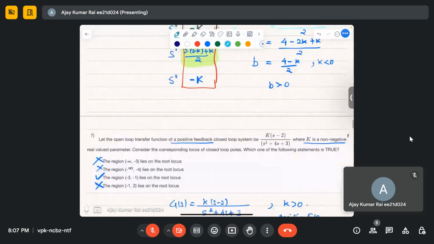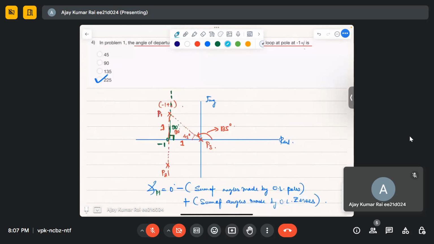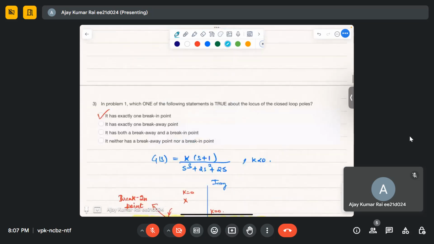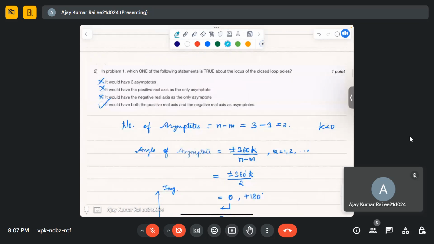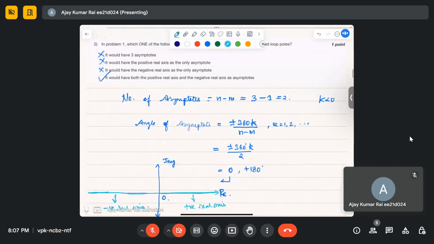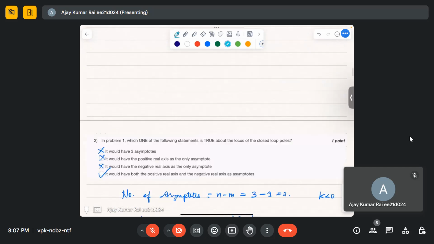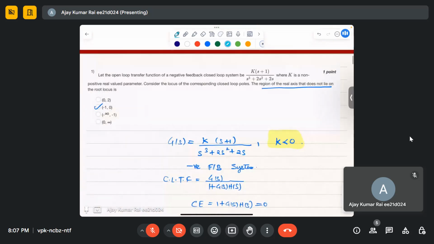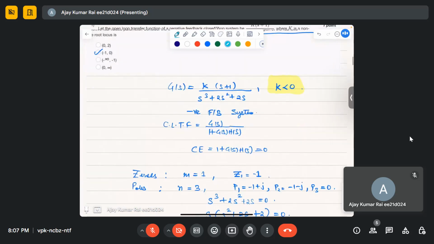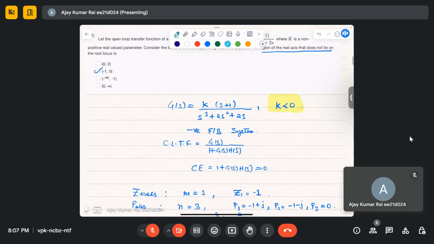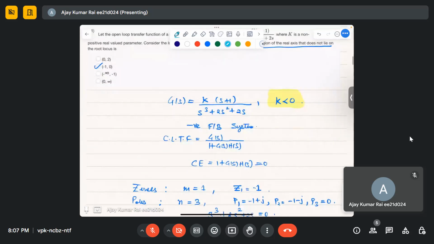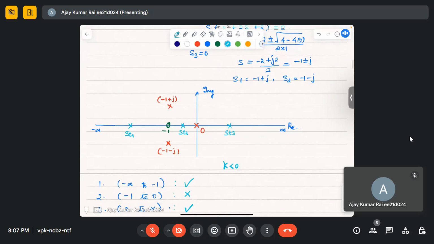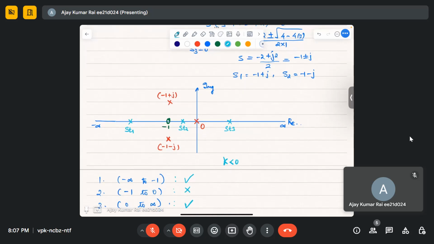Okay, we'll go to the second question. Here first we have the locus of closed loop poles. This is the first question. I think there should be no doubt in the first question. Here k is less than 0, and this is negative feedback. So I'm just checking in different regions whether the root locus exists or not.